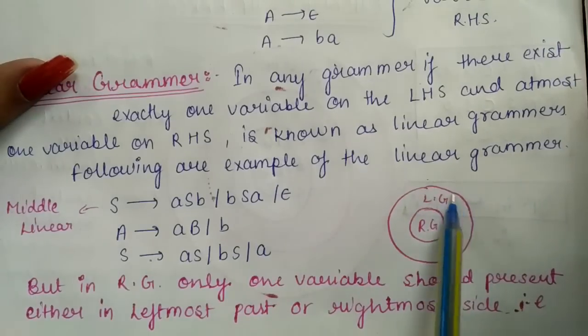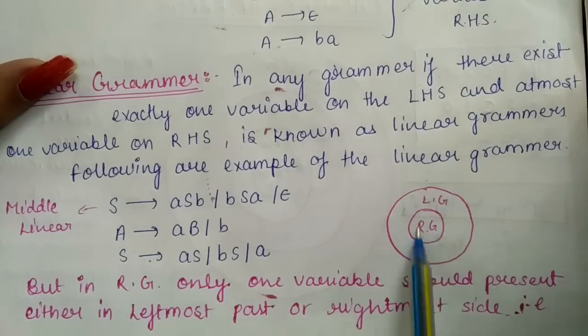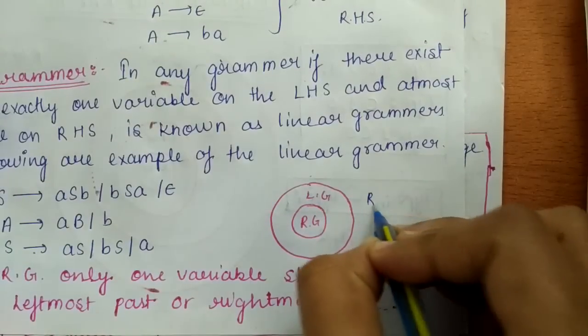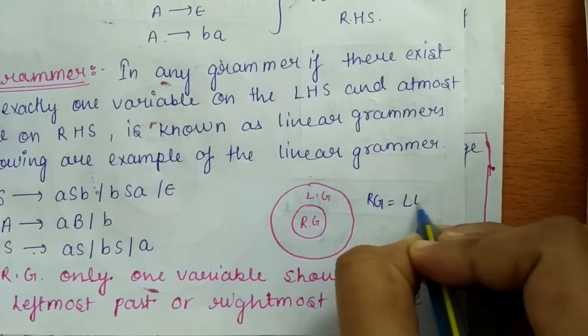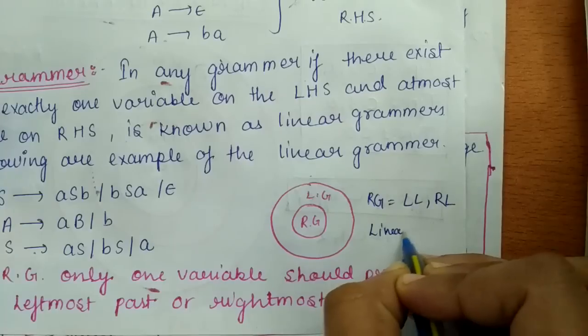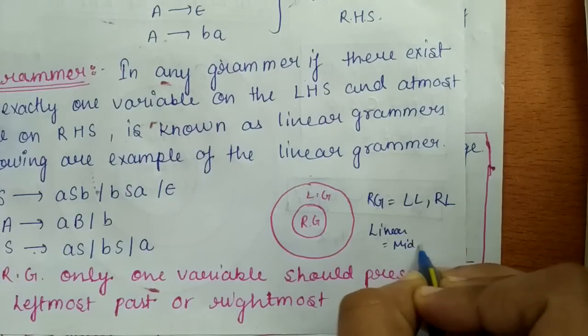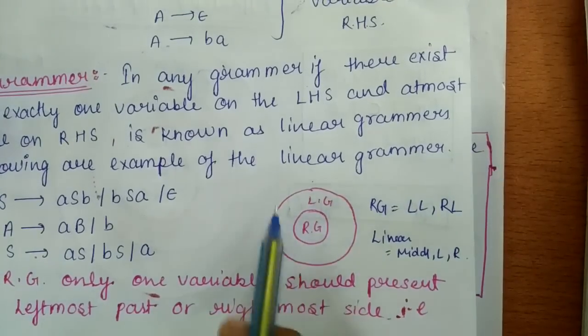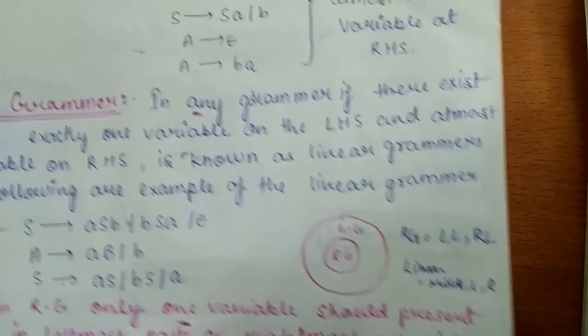Okay, so the regular grammars are a subset of linear grammar, because in regular grammar we have only left linear or right linear, but in linear grammar we have middle also. Middle, left and right. So the regular grammars are a subset of linear grammar.